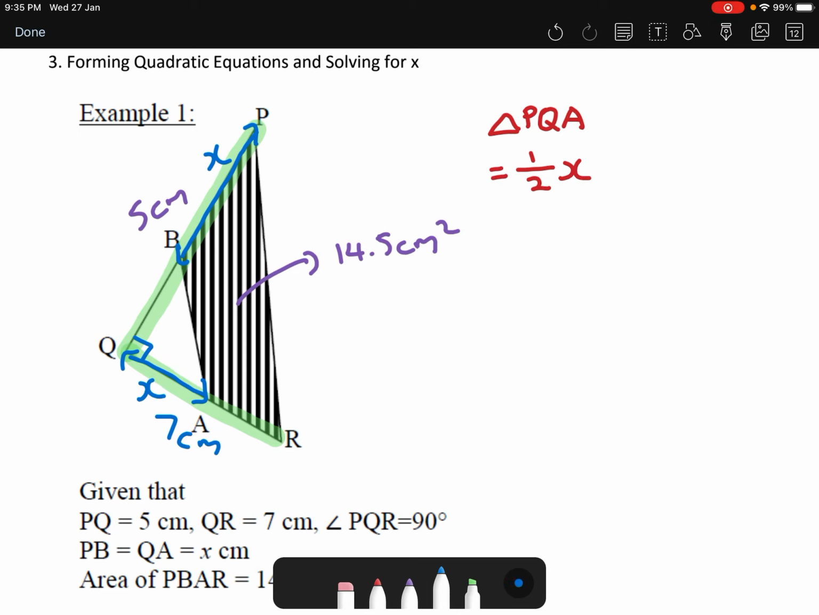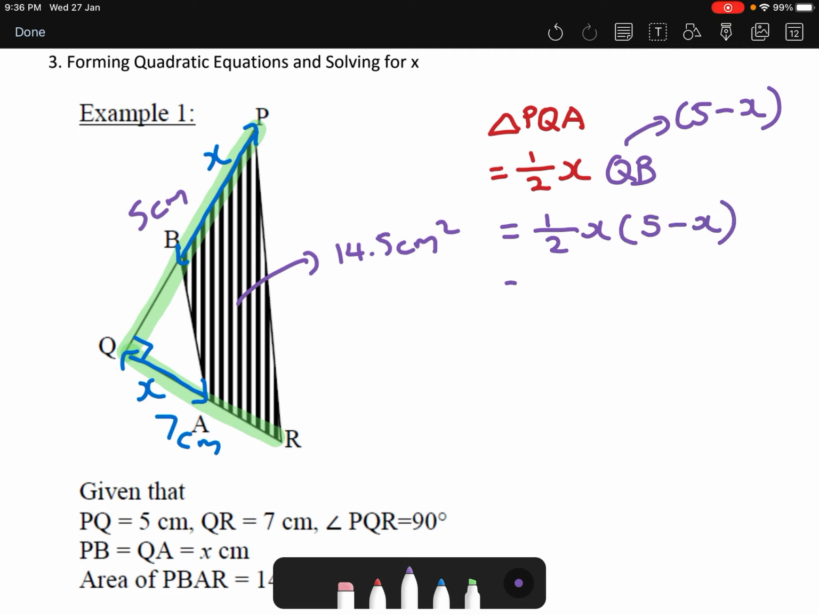Actually QB is very simple. We just use the PQ, which is 5 centimeters, minus away the PB, which is x centimeters. So maybe I just write QB here first. QB is basically 5 minus x. So this is the area of the small triangle. If you expand it out, put a half outside, you get half of 5x minus x squared. This is the area of your small triangle.